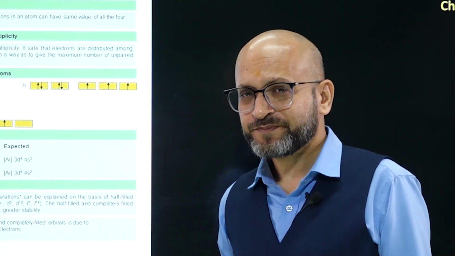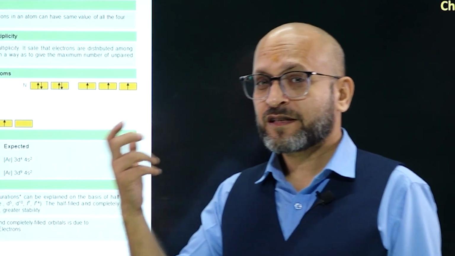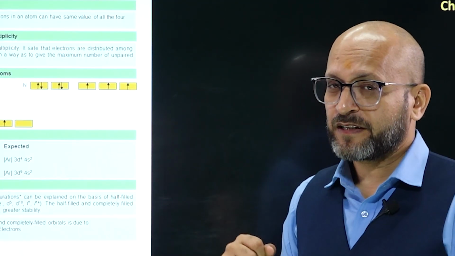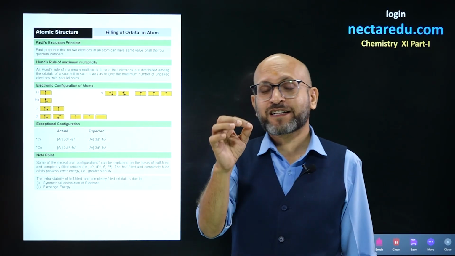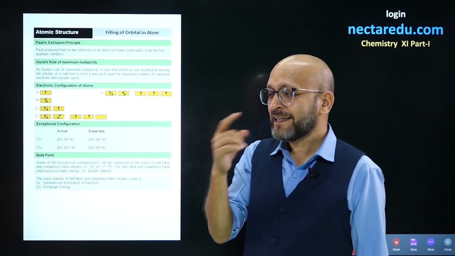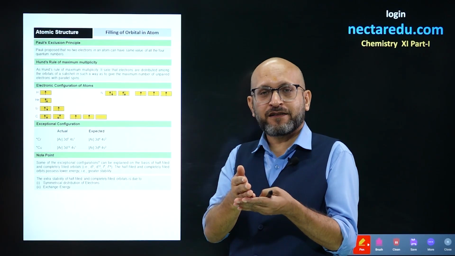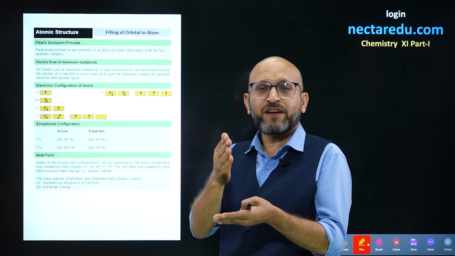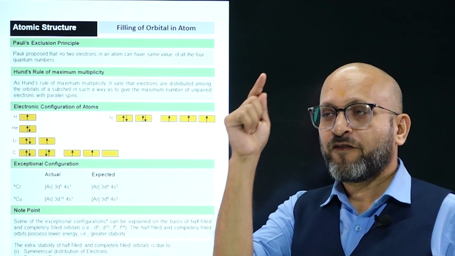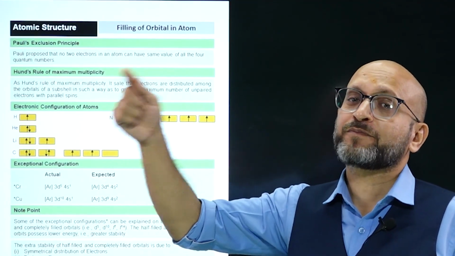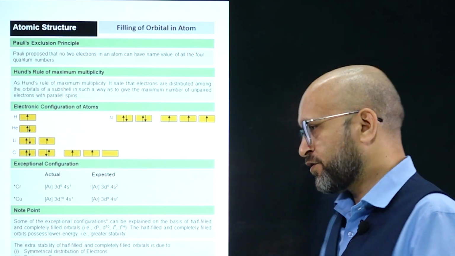And the next thing we are going to talk about is Hund's rule of maximum multiplicity, or Hund's exclusion principle. It says that two electrons will get paired only when the same subshell has one electron with parallel spin in all orbitals. What does that mean? Let me explain it to you.